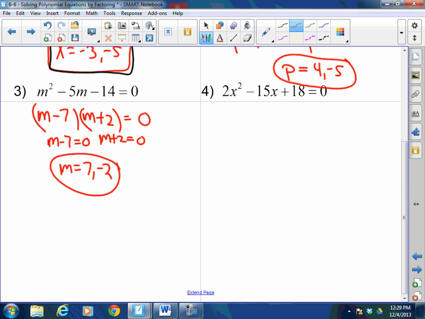Okay? So here we got a cubic method. We can't factor any GCF out. So I got 2x, a times c. My new c is 36. What times what is 36, but when I add it together is 15?